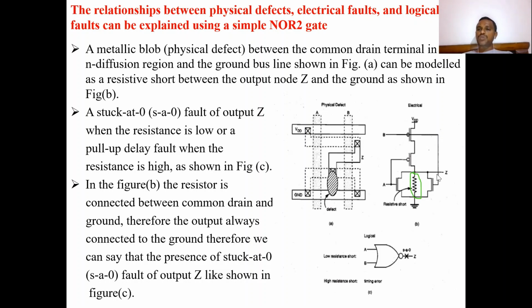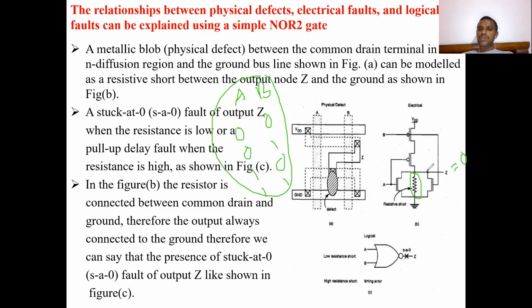So that means the output Z is stuck at 0 for any value of A and B. In the truth table, A equal to 0, B equal to 0; A equal to 0, B equal to 1; A equal to 1, B equal to 0; or whatever the value of A and B may be, we will get Z equal to 0 here.